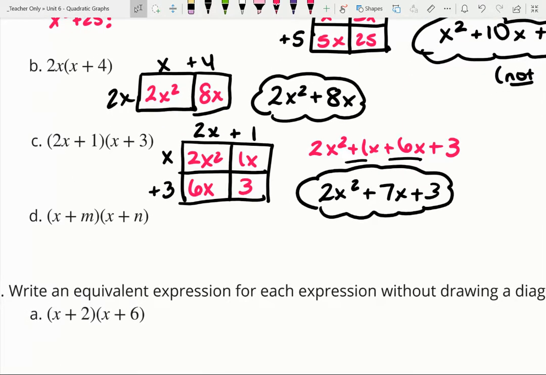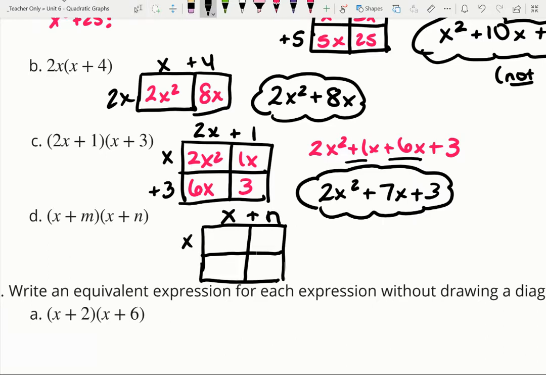And then the last one, you may have actually skipped D and started watching the video again, just maybe, because this one's definitely a little bit different. Instead of any actual values, we're given letters as placeholders, little variables. But if I still make the same diagram, x plus m and x plus n. X times x, I can do that, that's x squared. X times m, I don't know what m is. I'm just going to write it as mx.